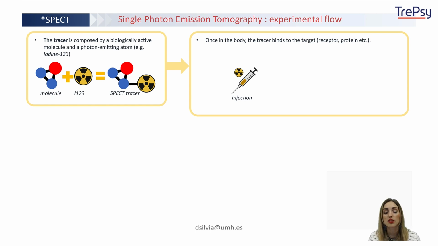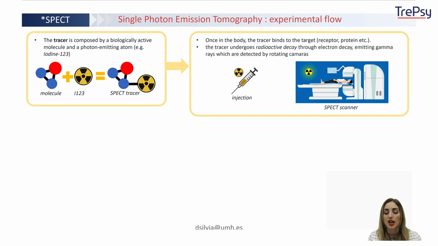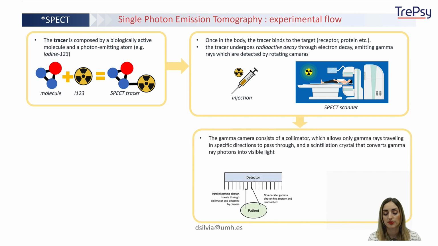And the tracer binds to the target, receptor in this case, and it starts to go through radioactive decay through this process of electron capture, emitting gamma rays, which are then detected by a camera, which is perhaps simpler than a PET scan. It's just a rotating camera that rotates around the body of the patient.